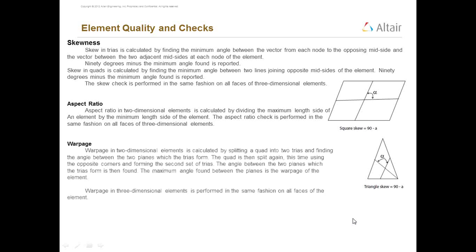Warpage. Warpage in a two-dimensional element is calculated by splitting a quad into two trias and finding the angle between the two planes which the trias form. The maximum angle found between the planes is the warpage of the element. Warpage in a three-dimensional element is performed in the same fashion on all the faces of the element.